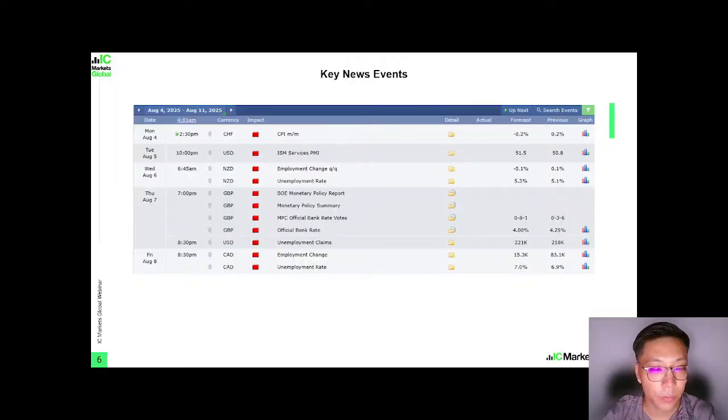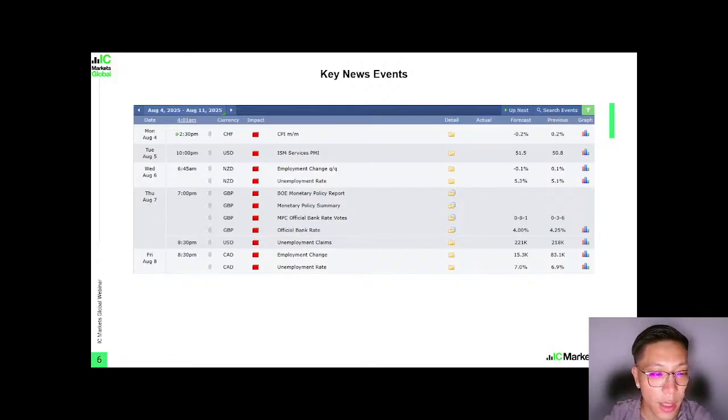So for the key news events for this week, we have only quite a few news as it is just the first week of August. Later on we will have CHF CPI, and then Tuesday we have USD ISM Services PMI, and then Wednesday we have NZD employment change as well as unemployment rate. So you'll see pairs such as NZD USD and NZD JPY having more volatility than usual.